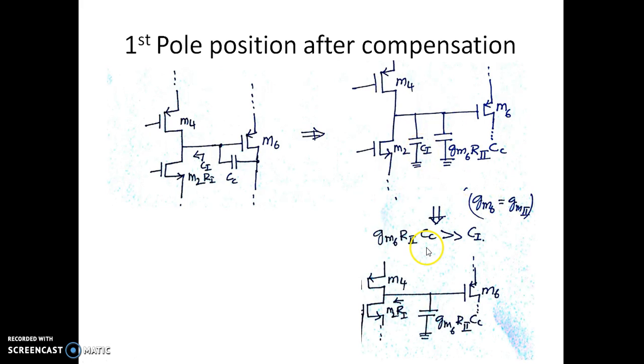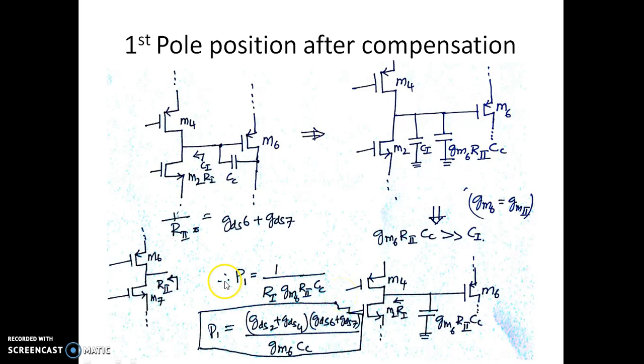We can actually write this. So this is GM6 R2 into Cc is far far greater than C1. We can actually replace these two capacitors by only the capacitor corresponding to GM6 R2 into Cc. This GM2 is actually GM6, the transconductance of the M6 transistor.